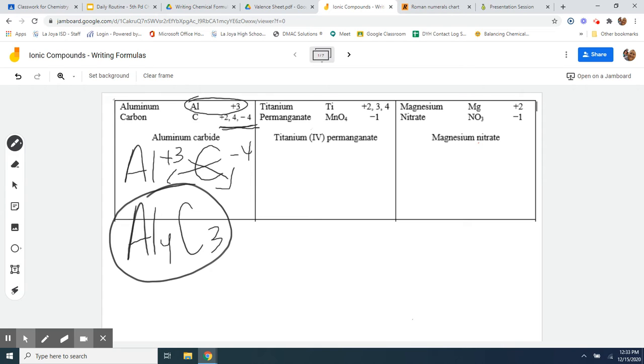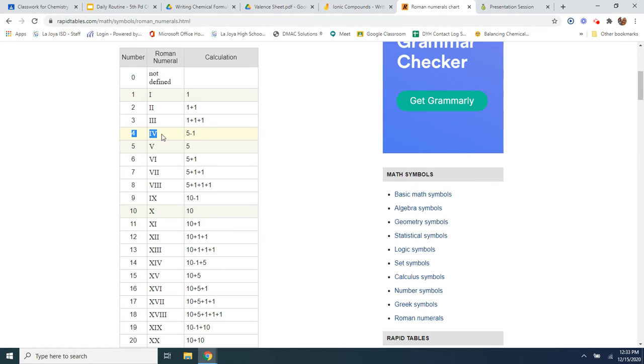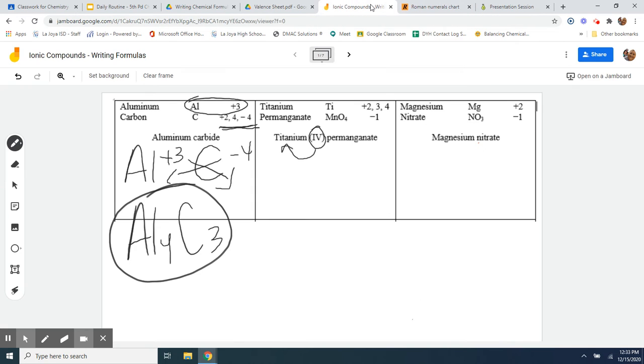The second one. Be careful when you have Roman numbers. This Roman number is for titanium. It's always for the metal in the front. If you don't know your Roman numbers, just Google them. It says here that IV is a 4. I just Googled Roman numbers. Don't be afraid to look them up. There's nothing wrong with that.